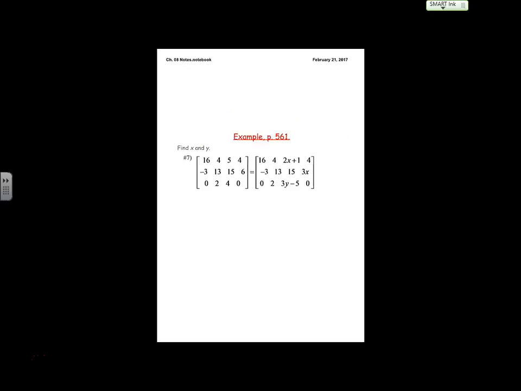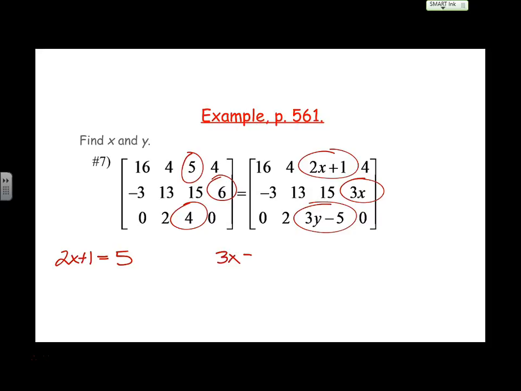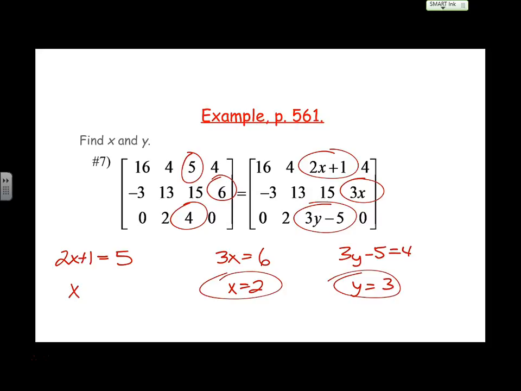So how would you solve? Yeah, corresponding entries, right? Oh, that's not bad. 2x plus 1 equals 5. 3x equals 6. 3y minus 5 equals 4. X equals 2. Y equals 3. X equals 2.